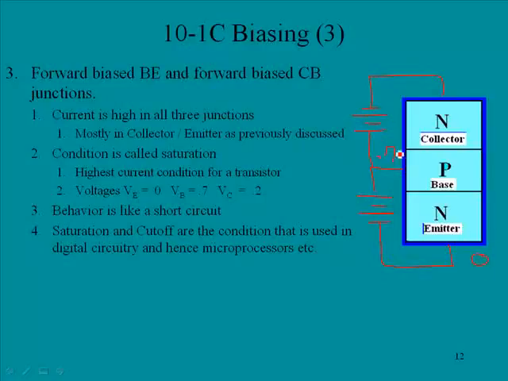You would probably see 0.7 volts on the base, and on the collector 0.1 to 0.2 volts is common. This would represent a forward biasing of both junctions, and you would see maximum current flow. Saturation and cutoff are the conditions that are used in digital circuitry and hence microprocessors. With digital circuits, remember, we are representing 0 and 1, so we would have a high and a low, and saturation and cutoff would represent those two values.